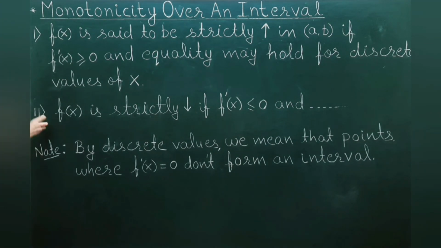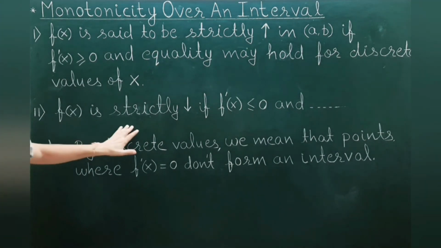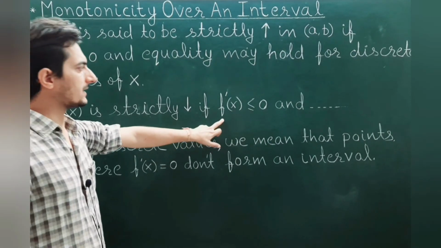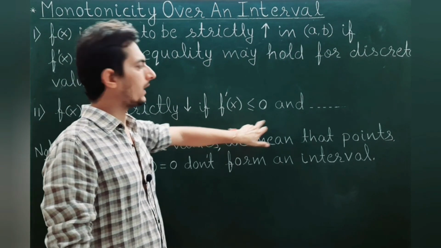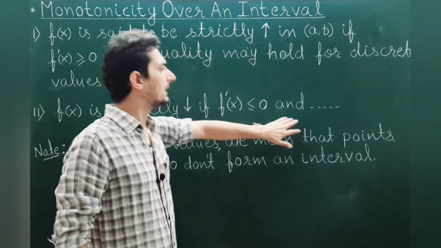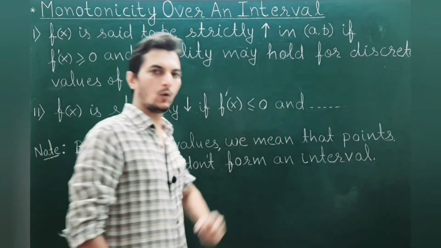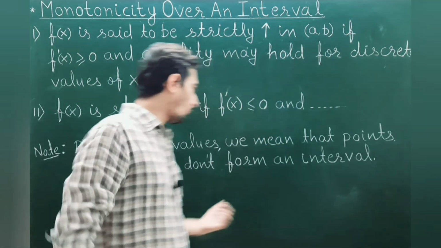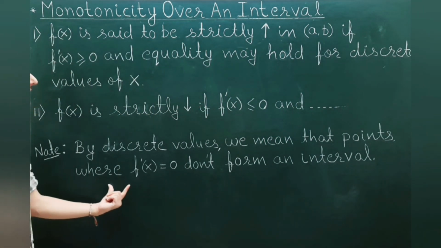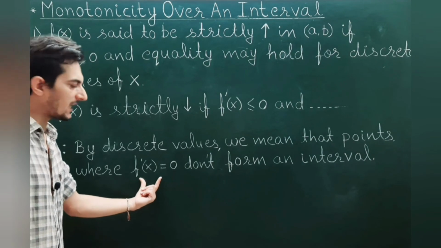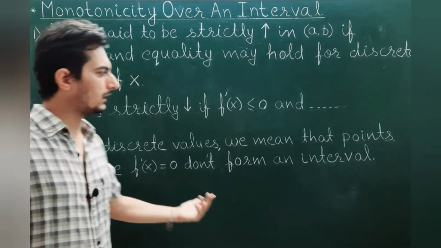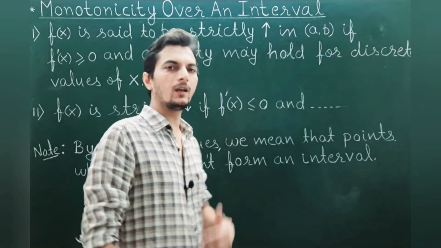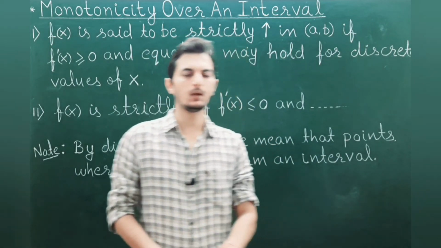And the second point, again, f(x) is strictly decreasing if f dash x is less than equal to 0, and again this next condition is same, that equality may hold for discrete values of x only, right? So this point that discrete values of x, f dash x can be 0 and it should not form an interval. Let me try to explain it to you with the help of an example.